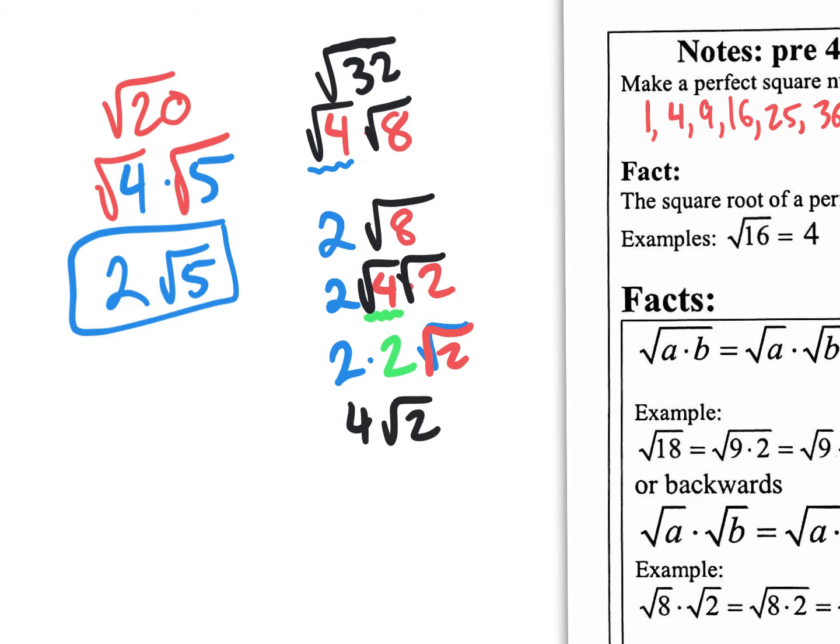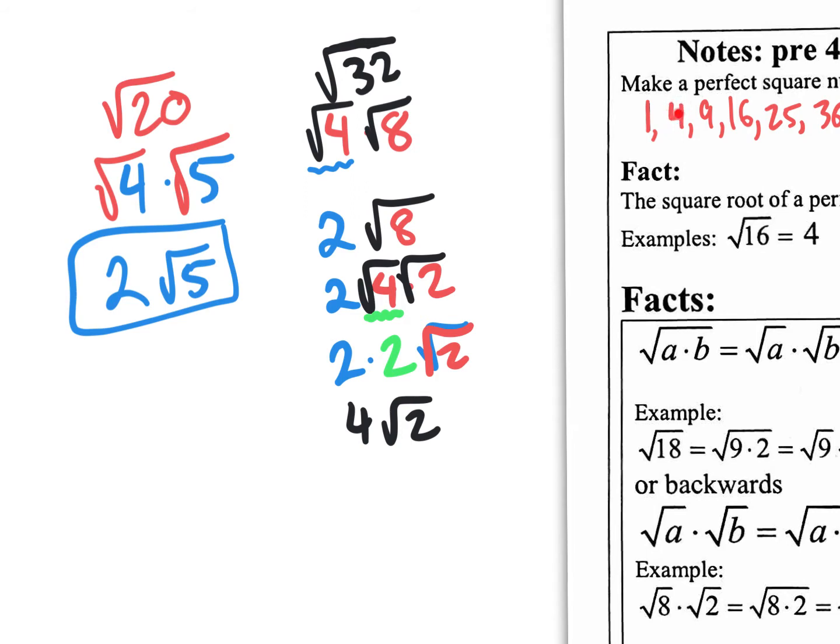Pretty entertaining, right? So you keep on simplifying until you can't. Now, is there advice that I'm going to give you? Yes. The advice is this. Don't go with the first perfect square number on your list. All it takes is a couple more seconds.